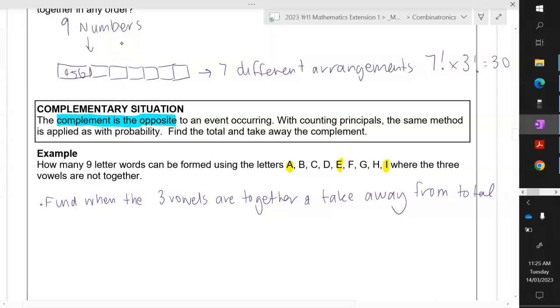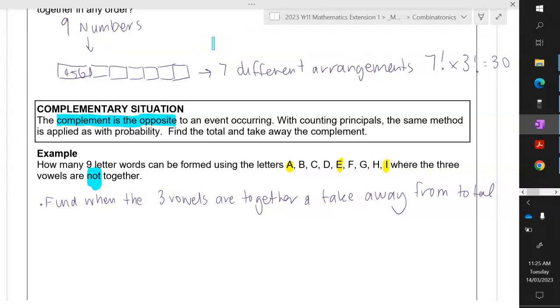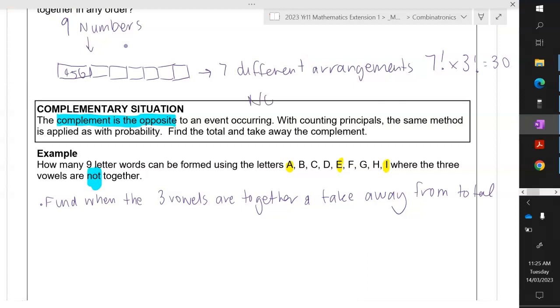It would be a really hard question in itself if we didn't think about the complementary situation here. If we want to look at where the 3 vowels are not together, and the key word in there is the "not", what we need to do is look at when the vowels are together and take that away from the total. So that's what we're going to do when we're coming up with the word "not". The word "not" is involved here a lot.